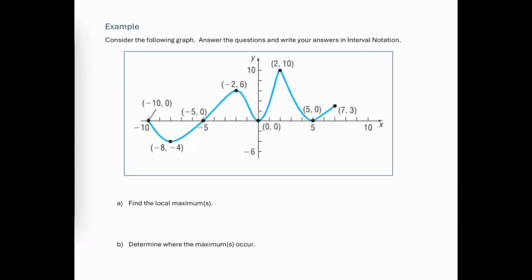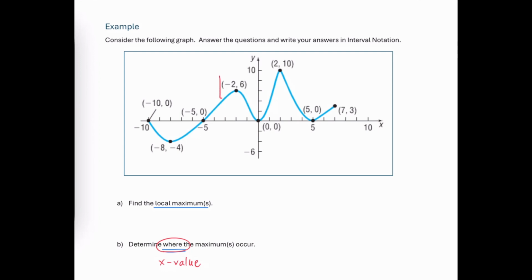Let's look at a quick example here. First of all, we're going to find the local maximums, and then secondly, we're going to determine where those local maximums occur. Now remember, anytime we're asked the question where something happens, that question will be answered with an x value or an x interval. In this case, an x value is what's more appropriate. So let's begin by first identifying the local maximums.